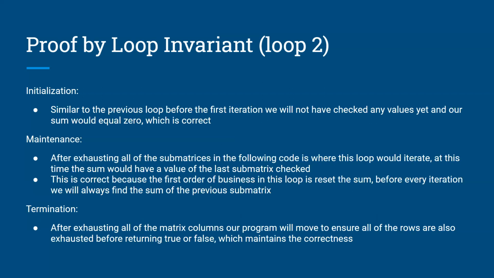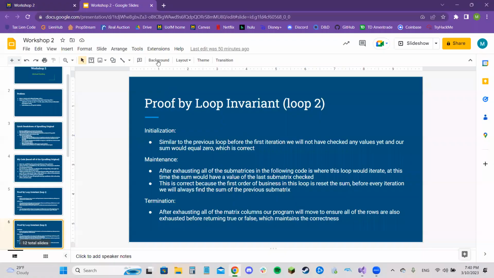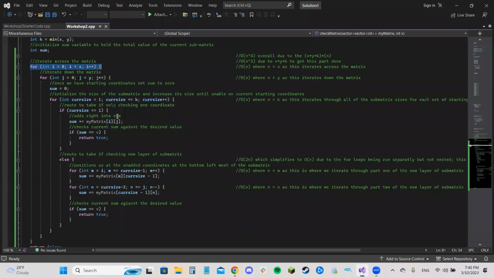So I touched on it a little bit, but loop 2 here is simply our y correspondent. It's right here. This iterates down the matrix as opposed to across it like the first loop.